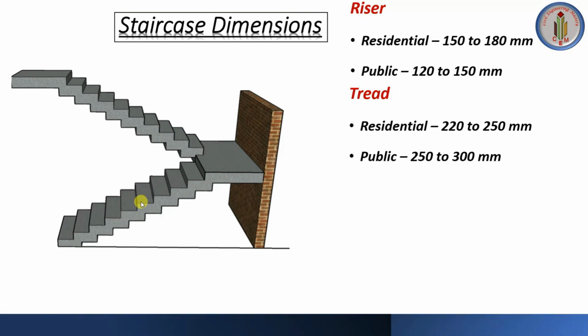Next, tread. Tread is the horizontal portion of the step. For residential building it should be 220 to 250 mm. For public building it should be 250 to 300 mm.